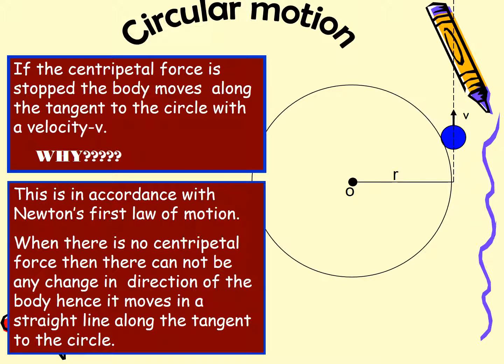If the centripetal force is stopped, the body moves along the tangent to the circle with a velocity v. Why? This is in accordance with Newton's first law of motion. When there is no centripetal force, then there cannot be any change in the direction of the body. Hence, it moves in a straight line along the tangent to the circle.